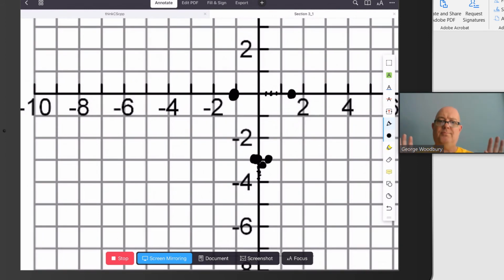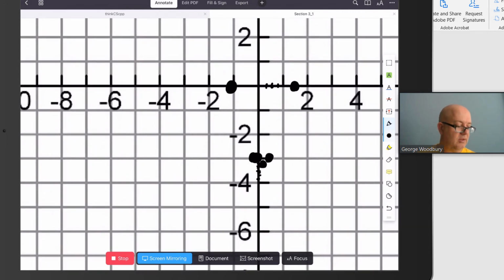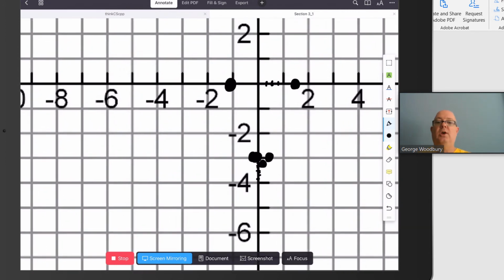Looks like Mickey Mouse ears when we're zoomed out. But when we zoom in, we can see that there's really 3 points here. You can find more points if you want to, but we can draw it from here. It looks something like that.